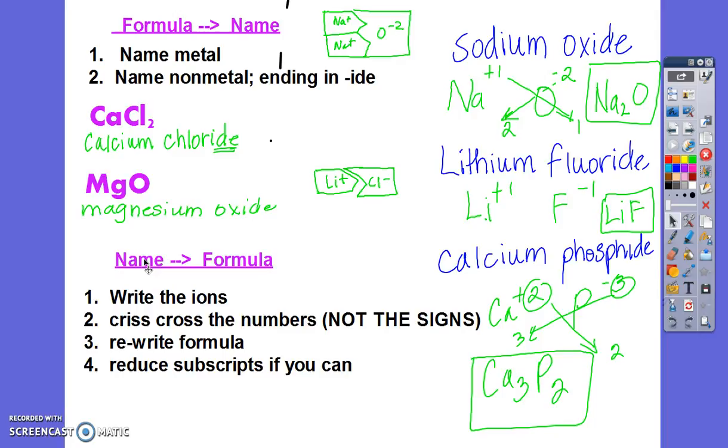If I give you the name, like these blue compounds over here, and you've got to get to the formula: Step 1, ions. Step 2, crisscross, not the signs. Step 3, rewrite it. And step 4, reduce if you can. So I remember the letters I, C, and R. I, ions. C, crisscross. R is reduce. So I, C, R is what we're going to use in this case.